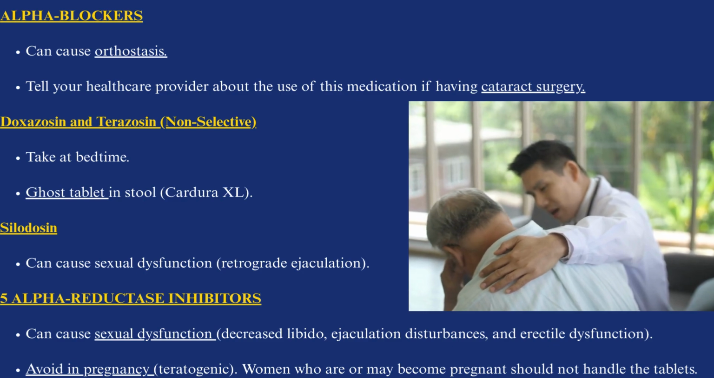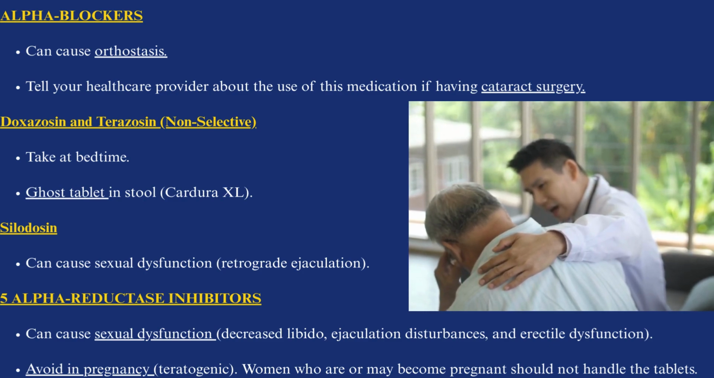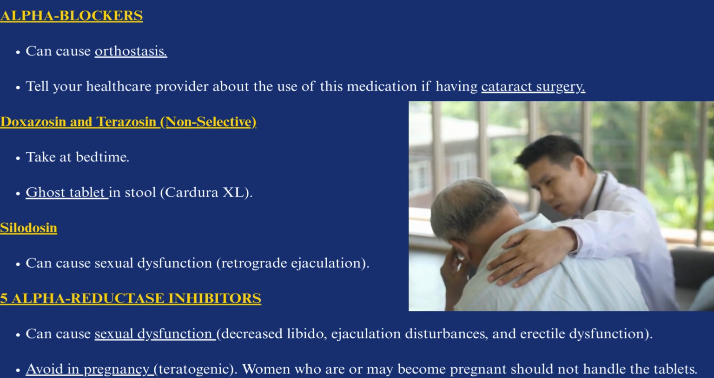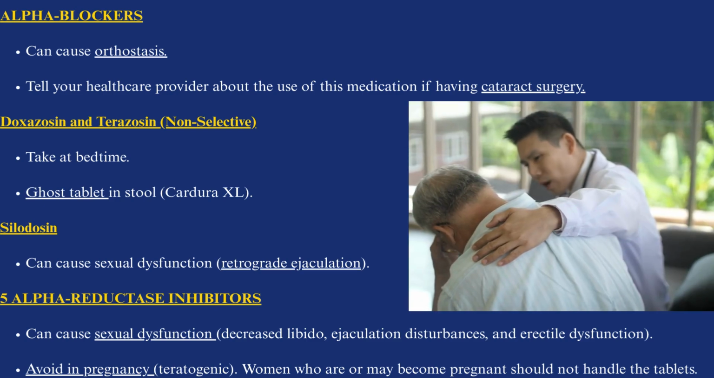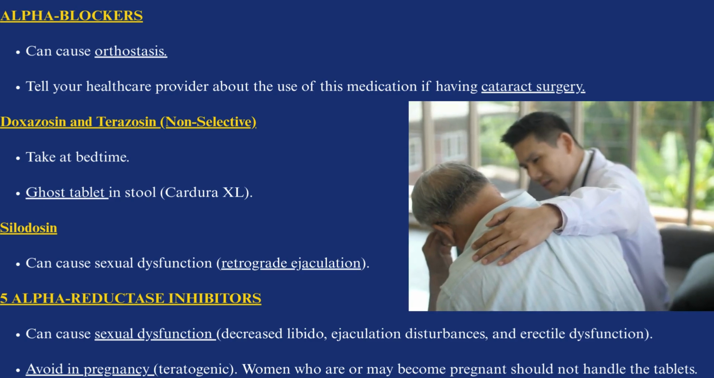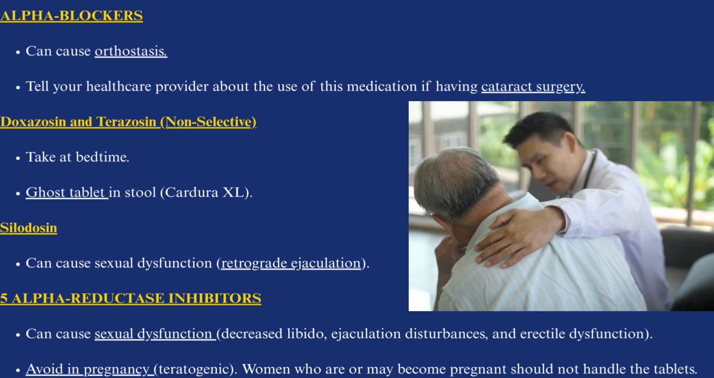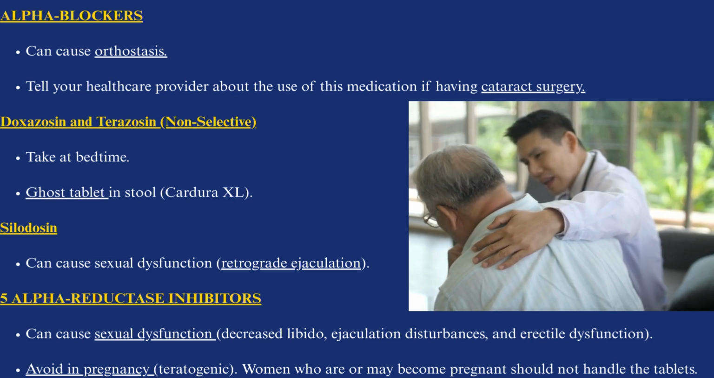For the non-selective alpha blockers like doxazosin and terazosin, take them at bedtime, and watch for the ghost tablet in the stool, which is an empty shell in the stool. And for silodosin, it can cause sexual dysfunction like retrograde ejaculation.